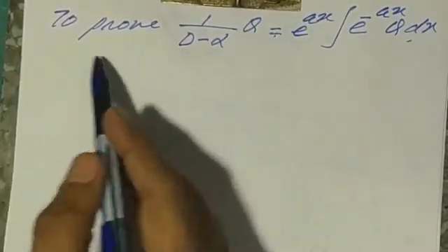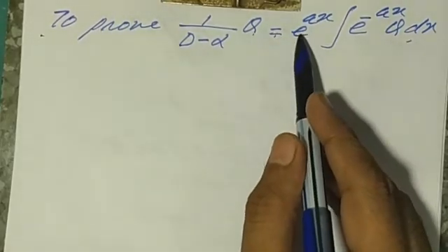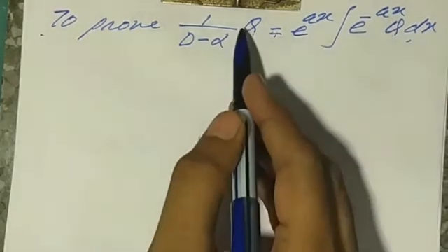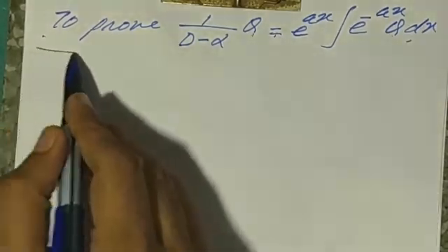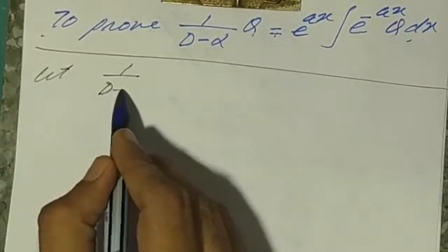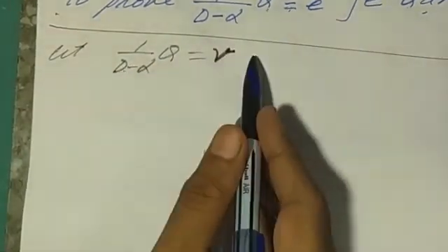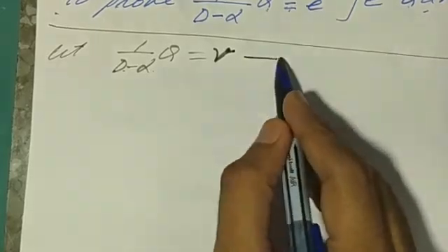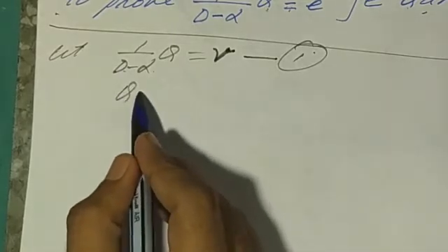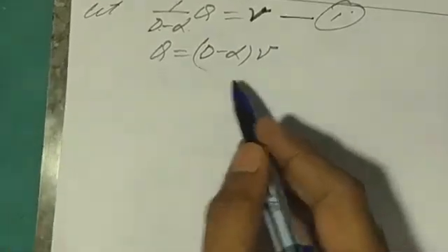Now the next article is to prove 1 upon (D minus alpha) into Q is equal to e raised to the power alpha x, integral e raised to the power minus alpha x into Q dx, where Q is some function of x. So let's prove it. Let 1 upon (D minus alpha) Q be equal to v. Let it be equation number 1 first. Then we have to transpose D minus alpha to the other side. We get Q is equal to (D minus alpha) v.